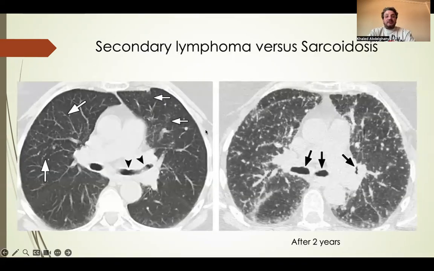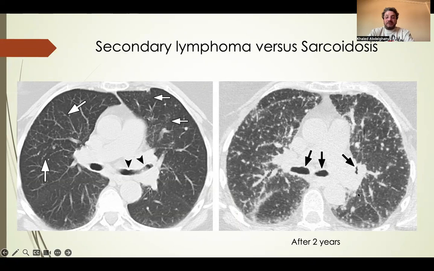The secondary lymphoma versus sarcoidosis. Here we have clusters of nodules that can be seen along the bronchovascular bundles. Here it's extensive and even noted along the main bronchi, with consequent narrowing of the bronchial lumen.